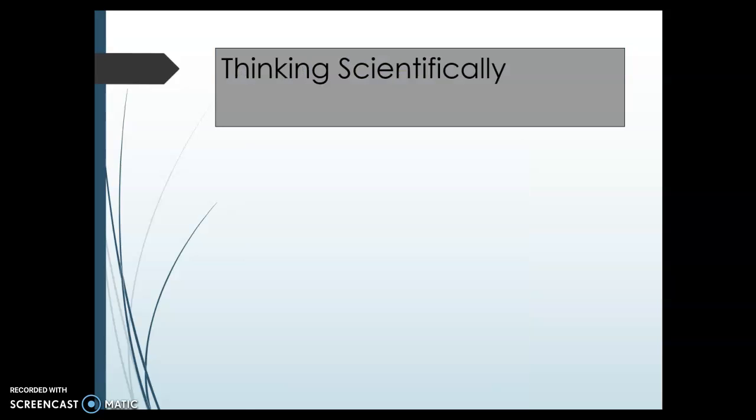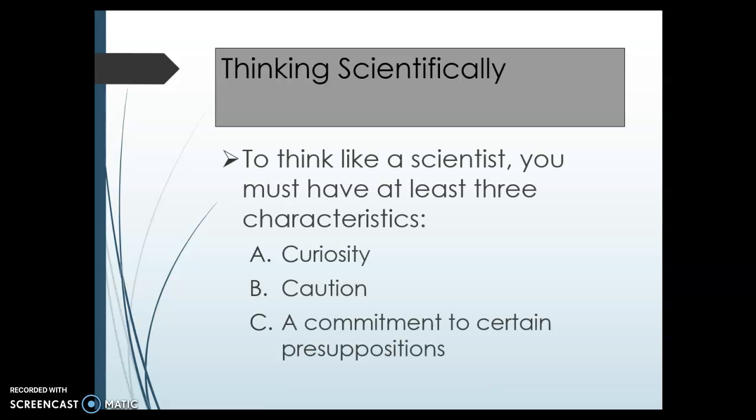Now, let's talk about how to think scientifically. Because you guys are going to be in life science all this year, you've really got to work on your scientific thinking. And to think like a scientist, you must have at least 3 characteristics. First is curiosity. Second is caution, and third is a commitment to certain presuppositions. Now, let's talk about those 3 in detail.